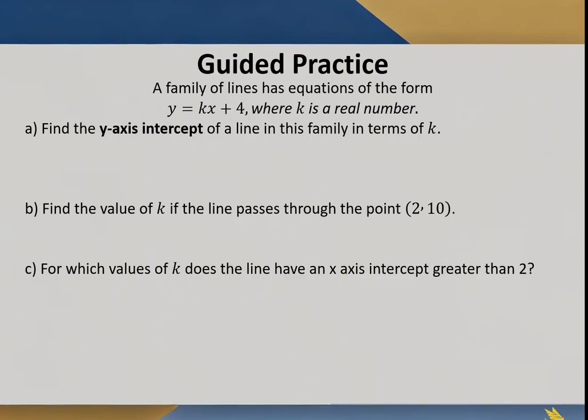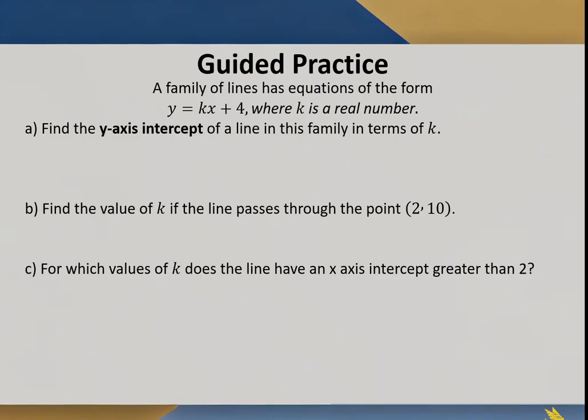So we're just going to do one question on this because it's the same skill that we'll just be applying every single time. A family of lines has equations of the form y equals kx plus 4, where k is a real number. Find the y-axis intercept of a line in this family in terms of k.